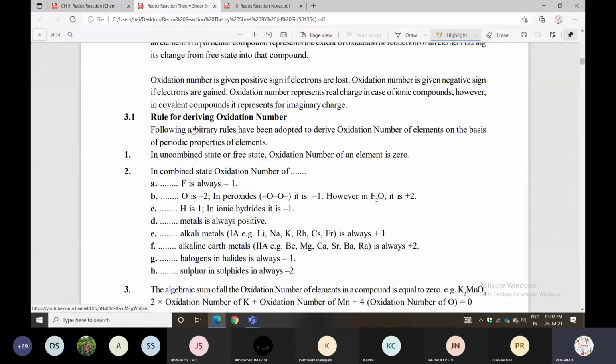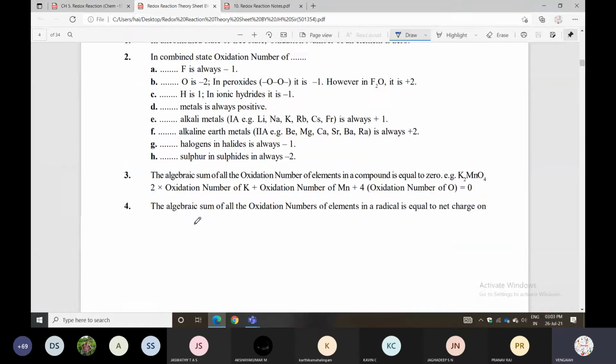Next, in the combined state, fluorine is always -1, oxygen -2, in peroxide -1. However, in OF2 oxygen is +2, in O2F2 +1. Hydrogen is +1, in ionic hydrides -1. These rules will be very, very important. You can take a screenshot also.